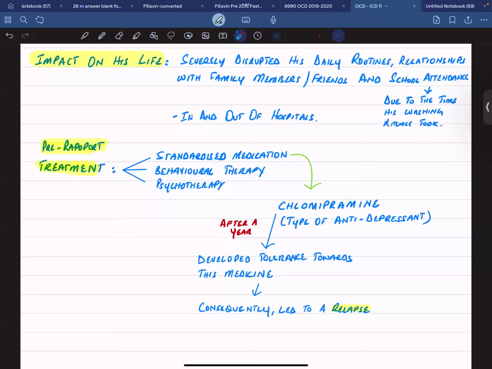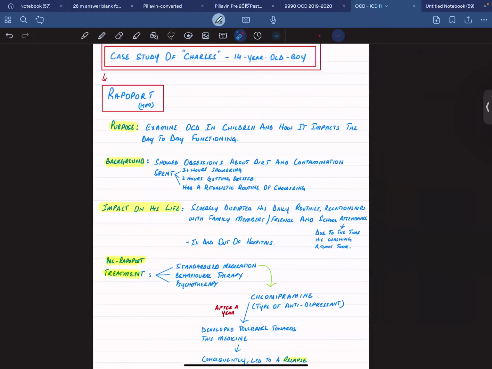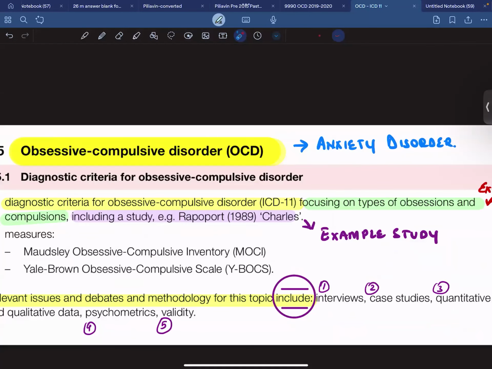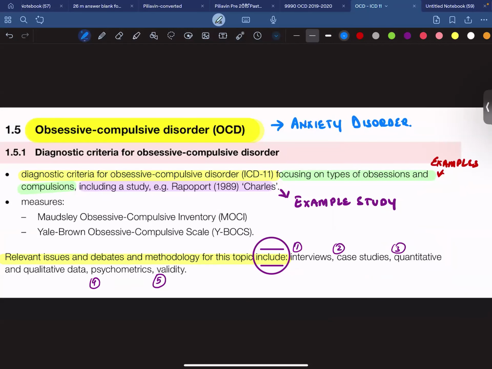Now, this particular study is a part of our syllabus, and this happens to be an example study. With this being covered, as initially planned, we were to cater to this one particular bullet from the section diagnostic criteria for obsessive compulsive disorder, which is a section that comes under the unit obsessive compulsive disorder, which is a unit that comes under the component clinical psychology.